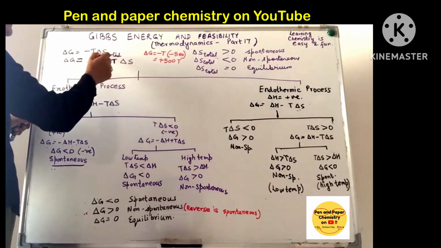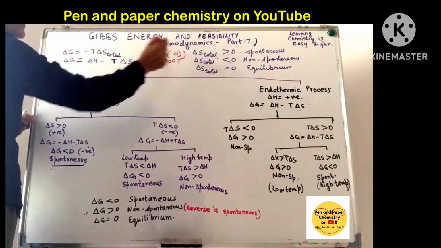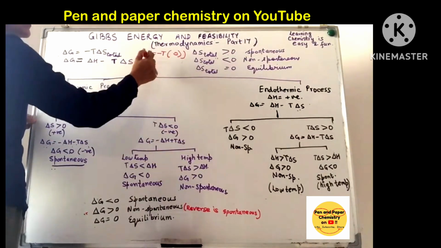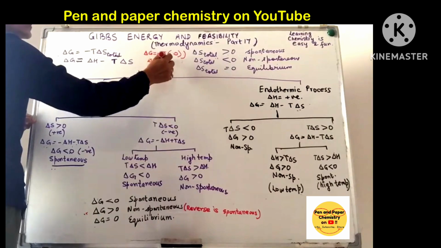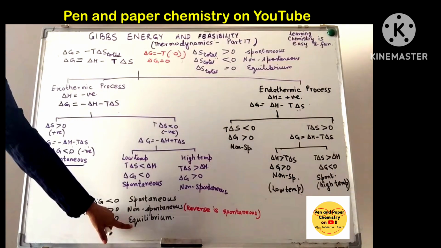If this delta S total is equals to 0, that means minus T into 0. Anything multiplied by 0 becomes a 0. That means delta G is equals to 0 for a process which is in equilibrium.